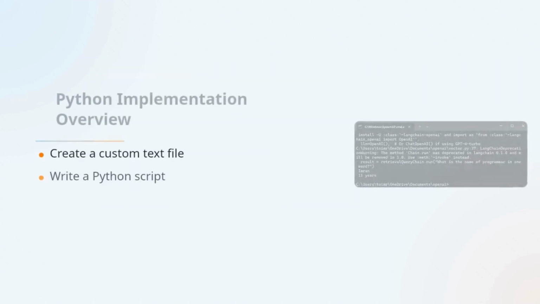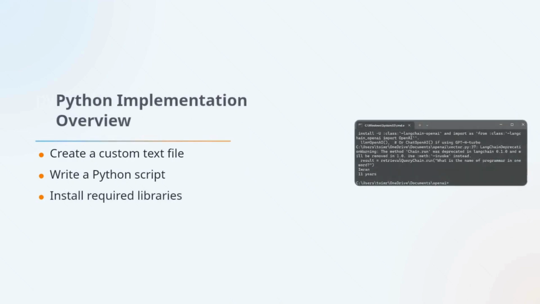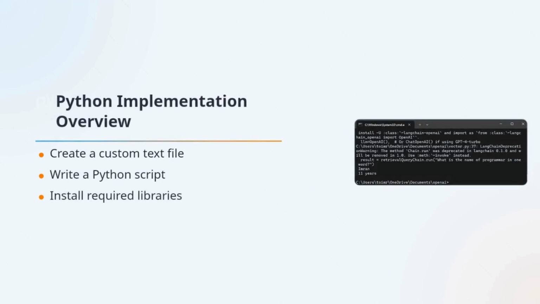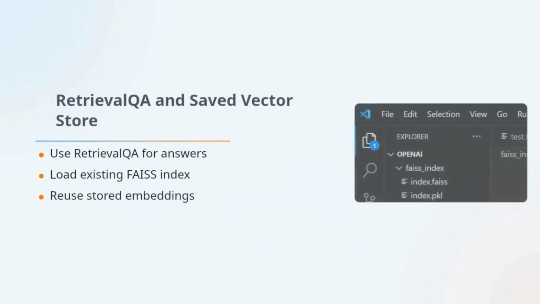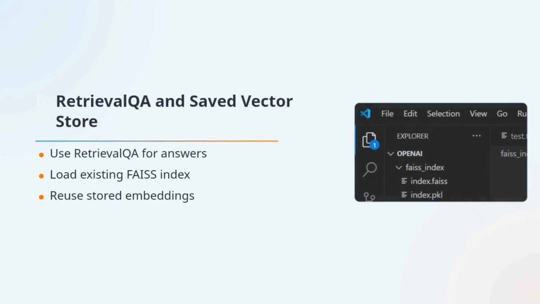In the practical implementation, we first prepare a custom text file as the data source. Then we create a Python file, for example vector.py, though the name can be anything. After that, we install the required Python modules. The script loads the document, splits it into chunks, generates embeddings using OpenAI, and stores those embeddings inside a FAISS vector store for semantic retrieval. Once the FAISS index is created, we can connect it to a retrieval QA chain. This setup retrieves the most relevant chunks first and then uses a language model to generate the final answer.